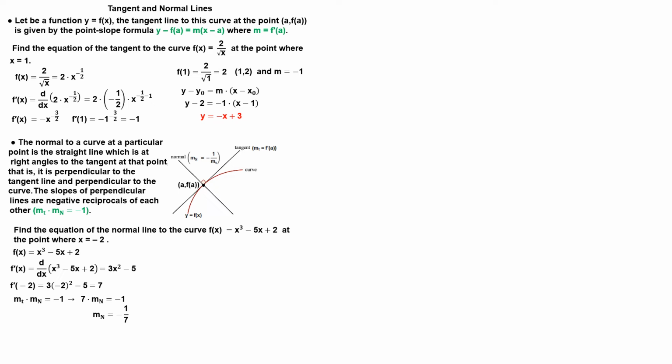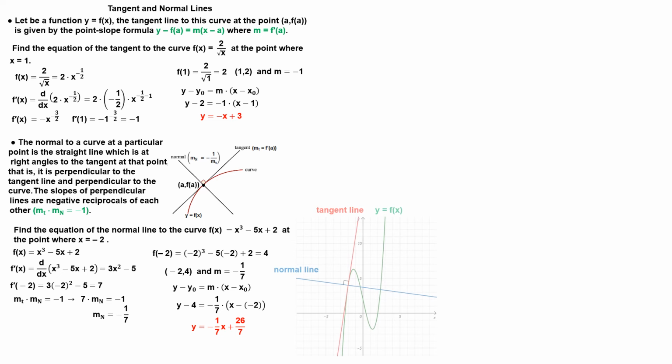Substitute the x value into the original equation of the curve to find the y coordinate. Substitute the slope of the normal line and the point we have just found on the curve into the point-slope formula. This is the equation for the normal line. Finally, check with the graph to see if your answer is reasonable.